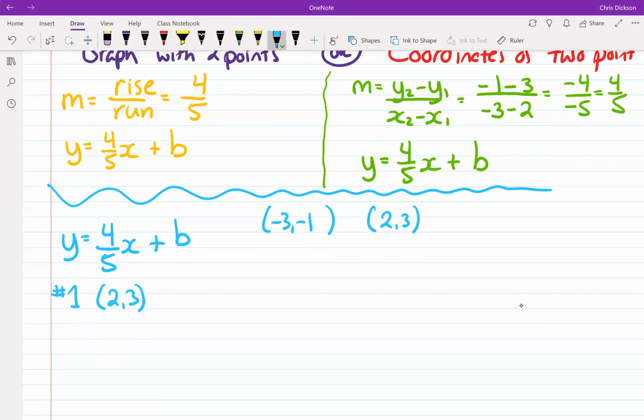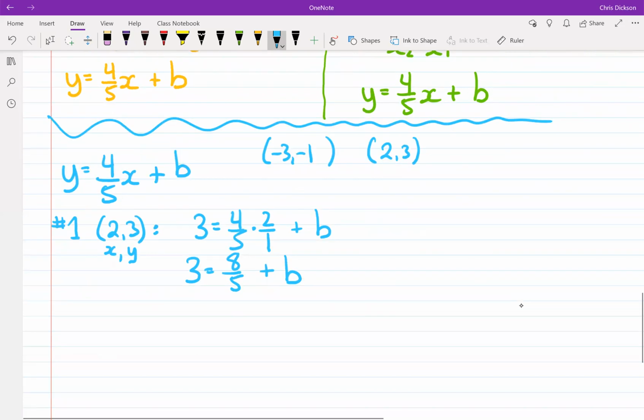Okay. So what I'm going to do now is I plug in 2 for x, and I plug in 3 for y. So I have 3 for y equals 4 over 5 multiplied by x, which is 2. But I'm going to write that 2 as 2 over 1 because I'm timesing by a fraction here, plus the b value. So 3 is equal to, I can't do any canceling there, so I'm going to get 8 over 5 plus b.